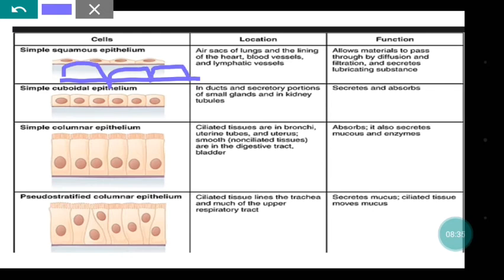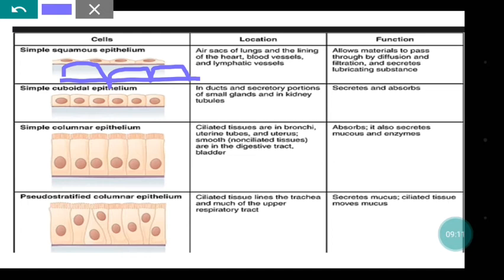So it is found in the air sacs of lungs and the lining of the heart, blood vessels and lymphatic vessels. So what will be its function? It will allow the materials to pass through by diffusion, filtration, and secretes lubricating substance. Because it is made up of a single layer and it has a thin cell membrane, it will facilitate the exchange of materials easily.